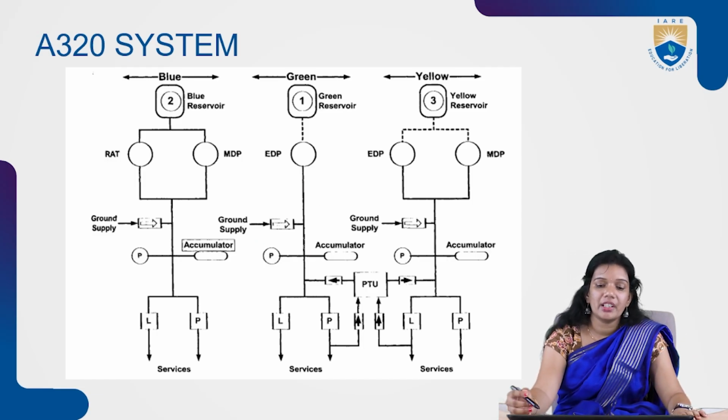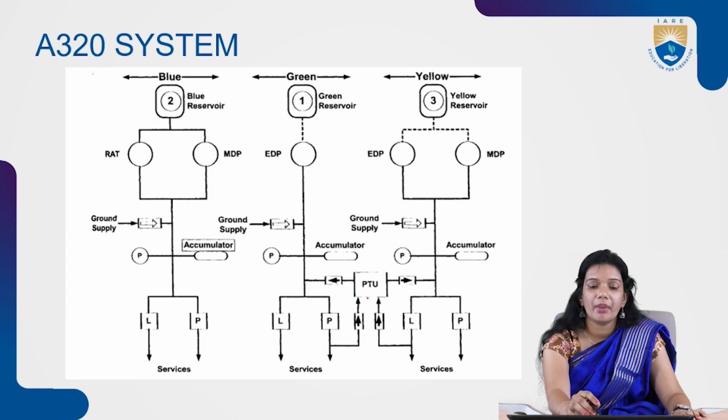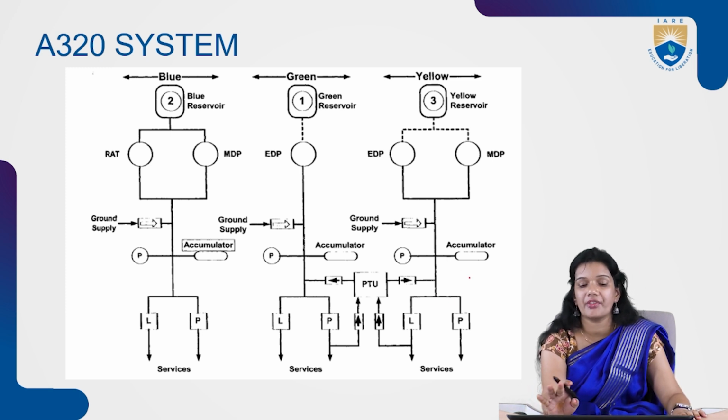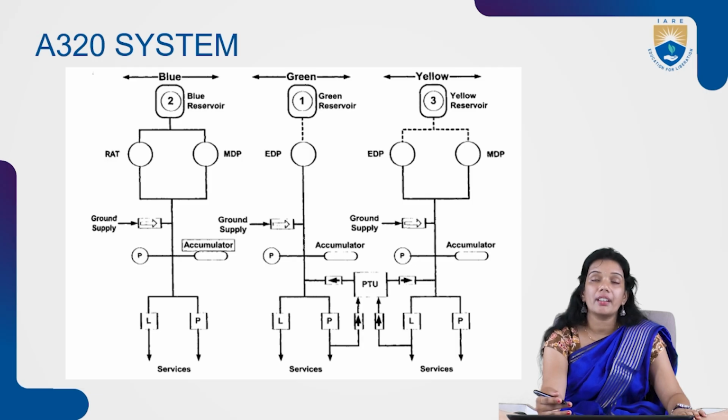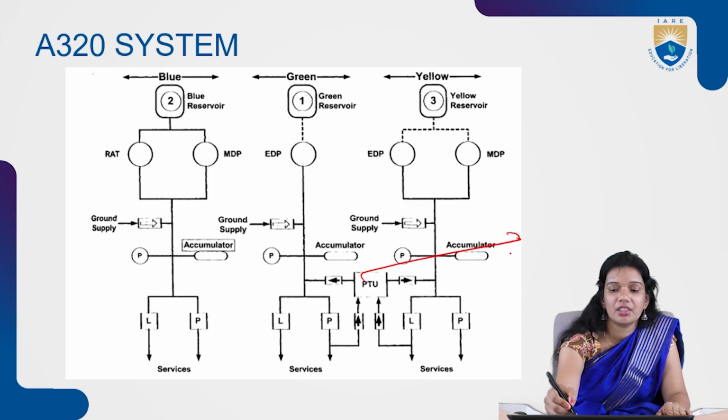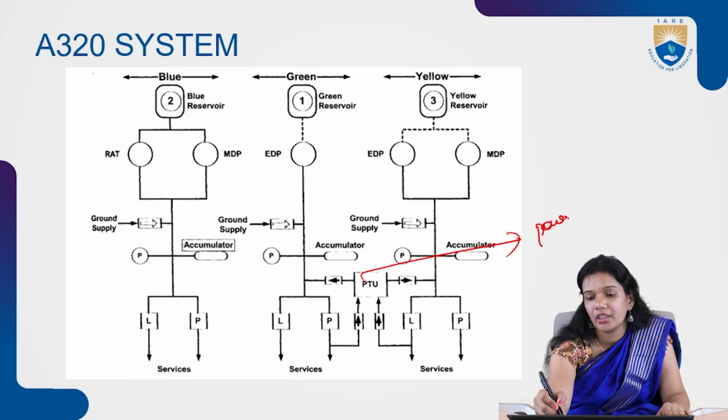Now, but in between the green and yellow, there is a power transfer unit. We have said this, right? So you have a power transfer unit where, in this particular power transfer unit, whatever the yellow system is being pressurized, the similar thing is being pressurized into the green system as well, the green hydraulic system. That is because of this particular section, which is your power transfer unit.